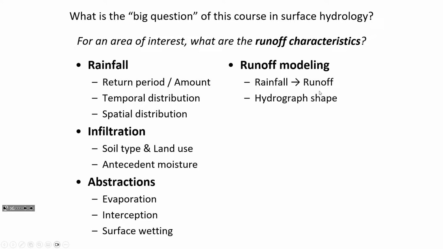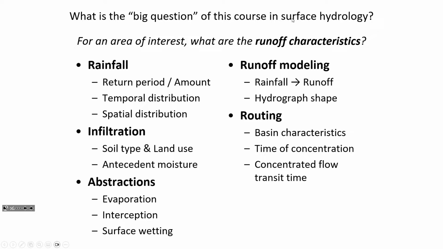You know, is it going to be really quick after it starts to rain? Is there going to be a lot of water all at once, or is it going to be a long drawn-out period that the watershed is draining? And there's different factors that can contribute to the shape of the hydrograph. And routing is talking about the travel time.